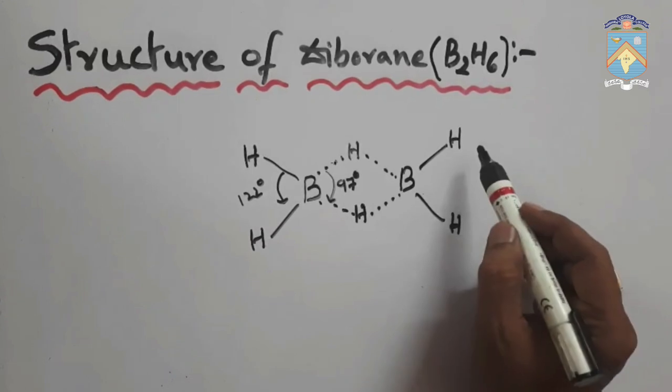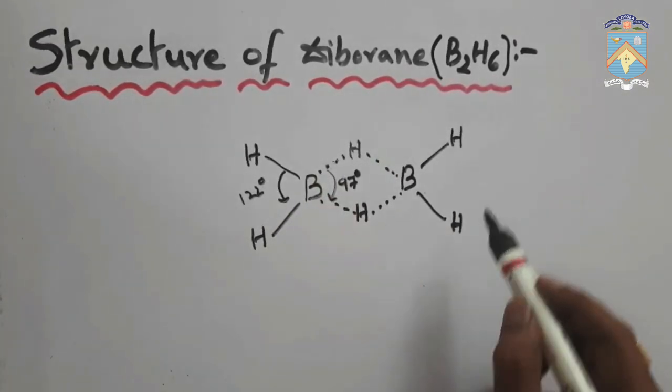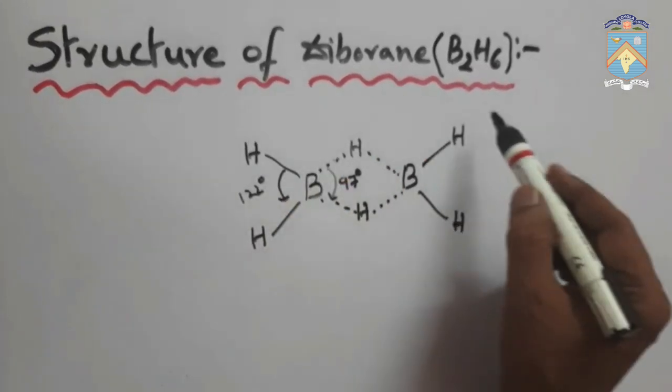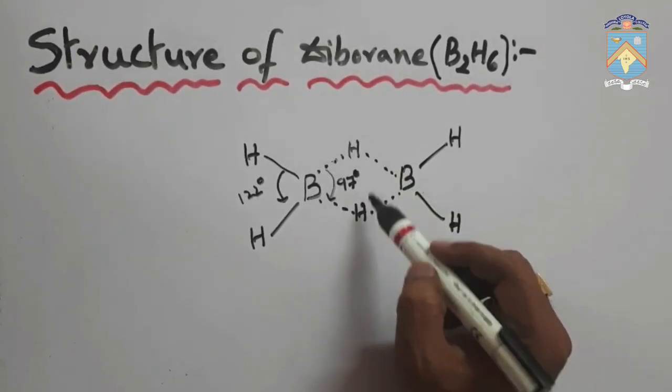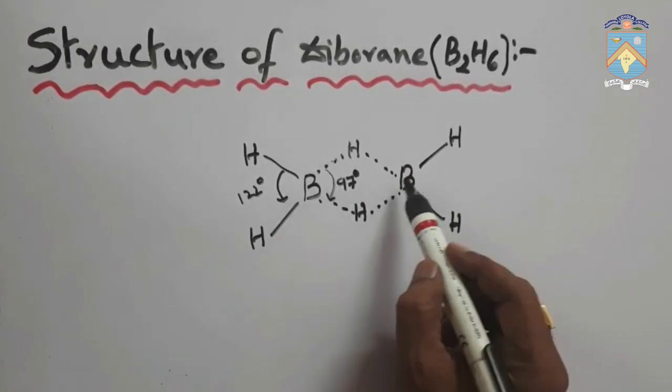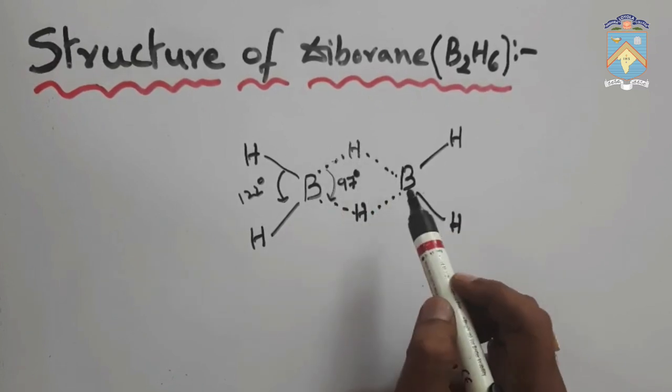So there are 2 types of hydrogens in diborane. The 4 hydrogens which are at the terminals are called as terminal hydrogens, and these 2 hydrogens which are bridged between the 2 boron atoms, they are called as bridged hydrogens.